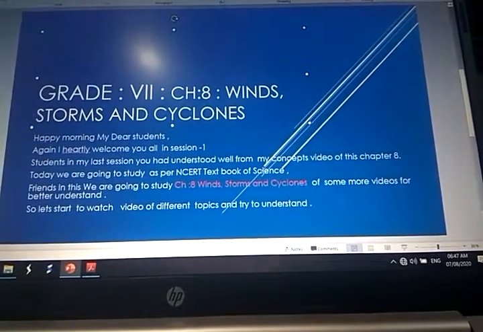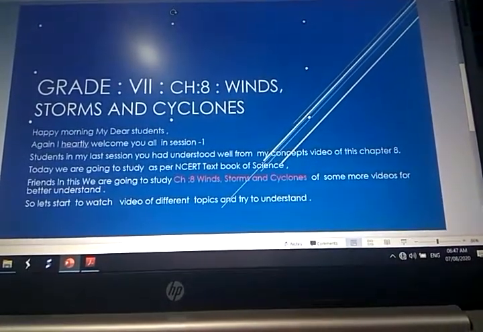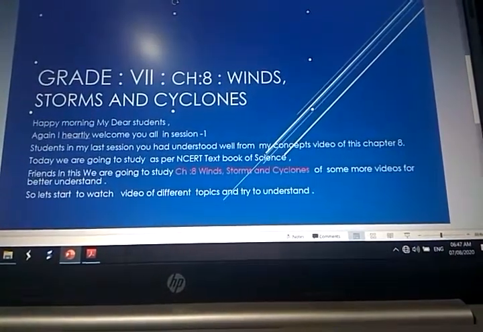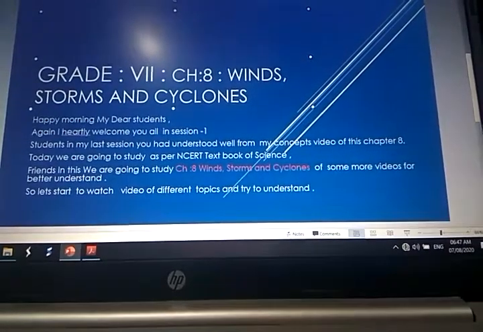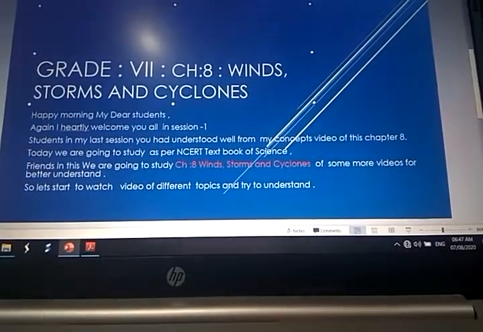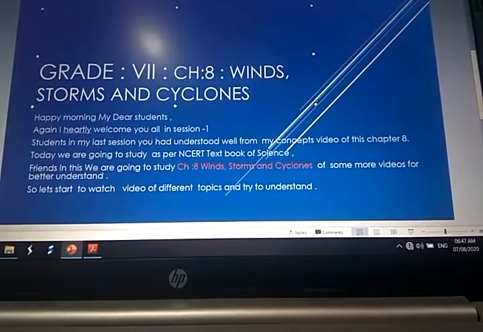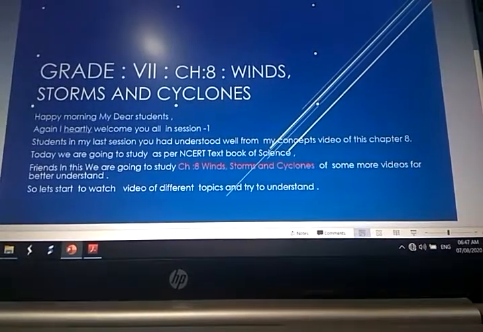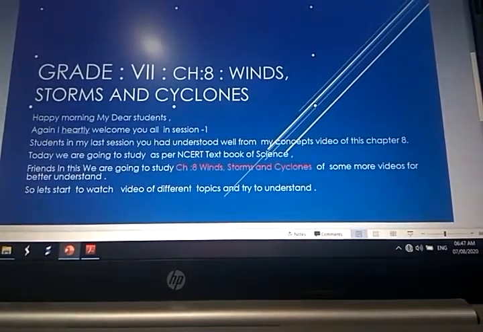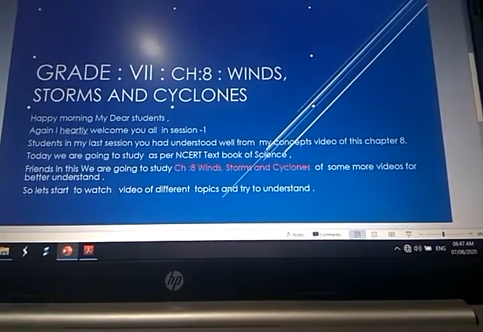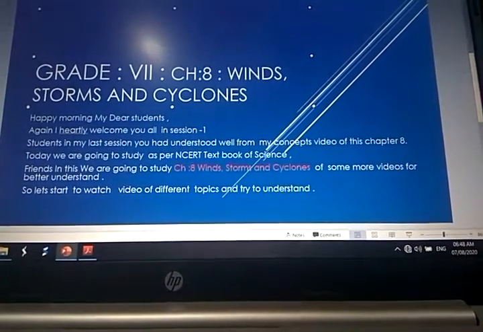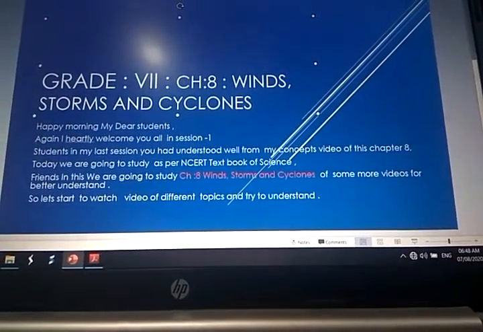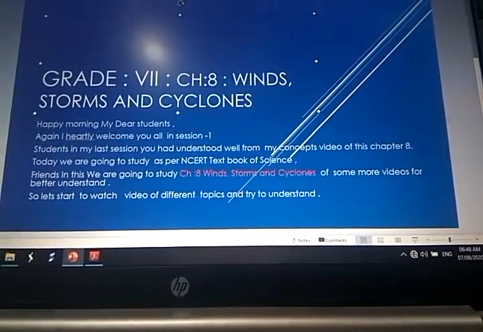In last session we have seen the beginning concept of wind, storm and cyclones. We understood the terms wind, storm, cyclones, the common concept of wind, in which directions it comes, storms, normal conditions, when cyclones come, when storms come, that we have seen. Today we are going to see some more concepts regarding this chapter.